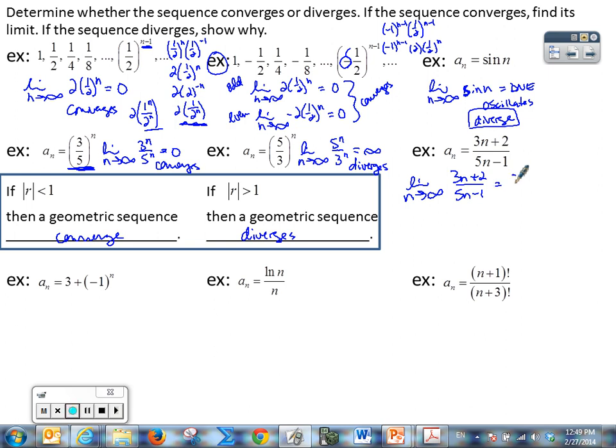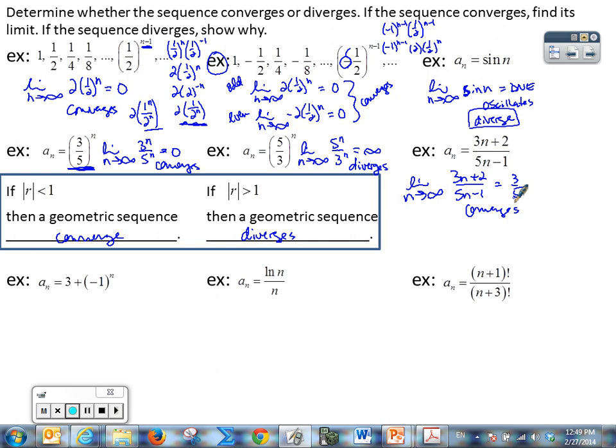3/5. It's going to be 3/5. So what does that mean? That means that this converges. And what that means is that as I put in more terms, the first term, second term, third term, fourth term, fifth term, as I put in more and more terms, the actual term value is going to approach 3/5. The actual term value will approach 3/5. It doesn't add up to 3/5, okay? The actual term value approaches 3/5.